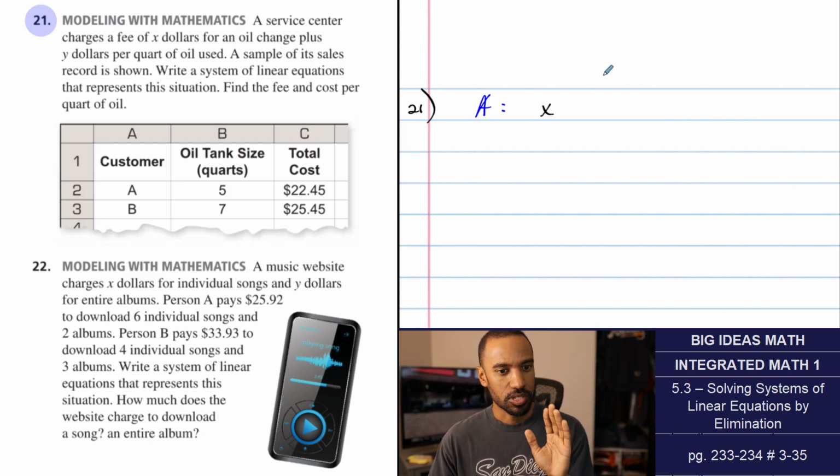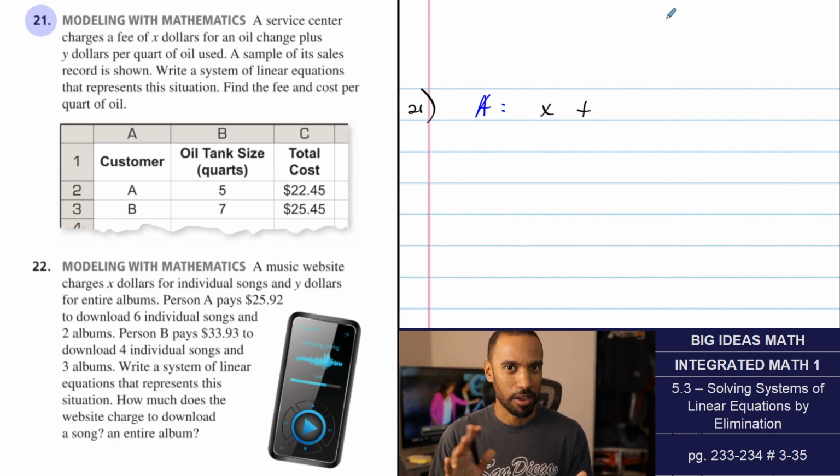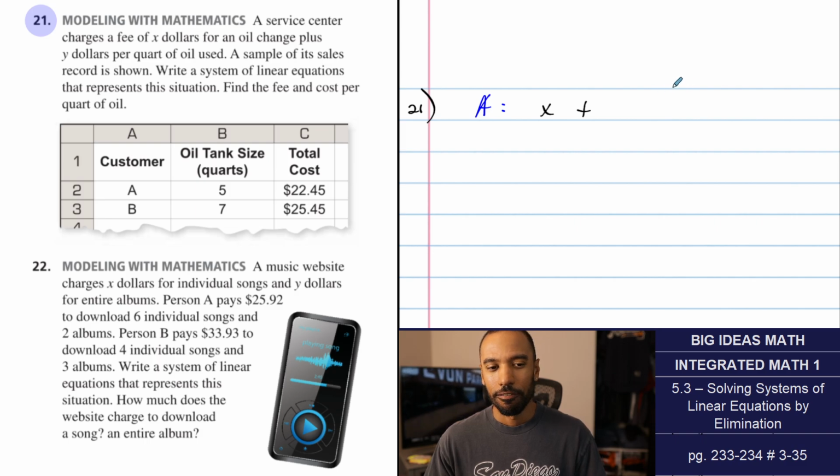But they have the sample of the sales and they say customer A, oil change, quarts of oil. Here's the thing. I buy my own quarts of oil, so I only pay for the oil change portion. So I don't buy them at the place. So I don't know how this works.